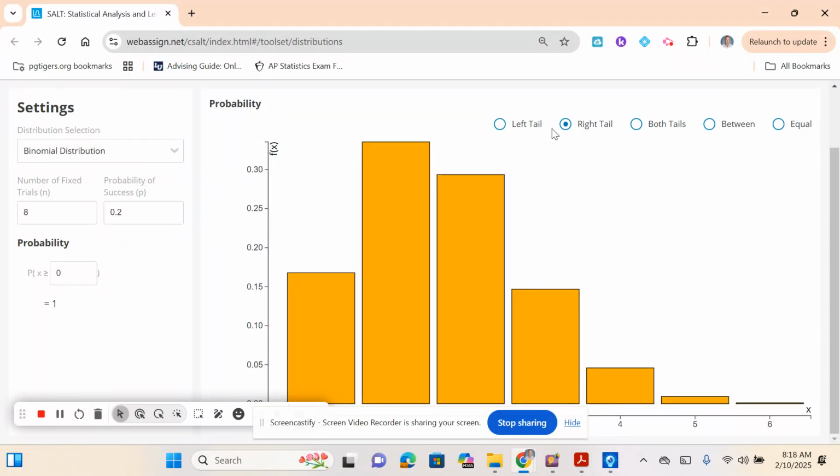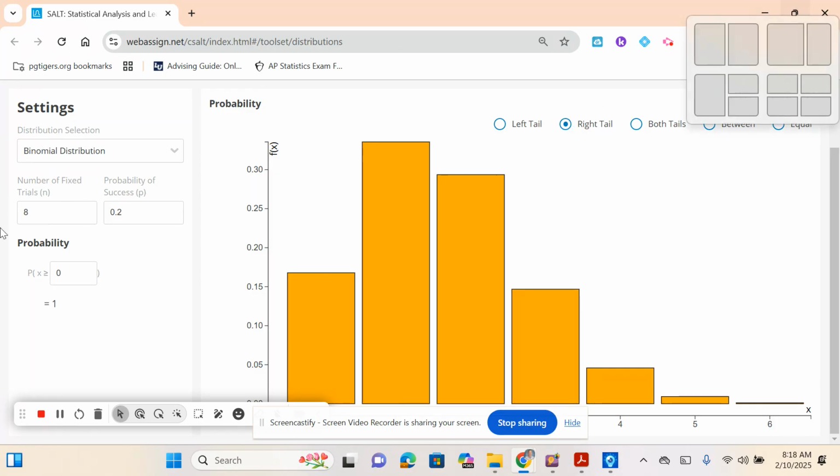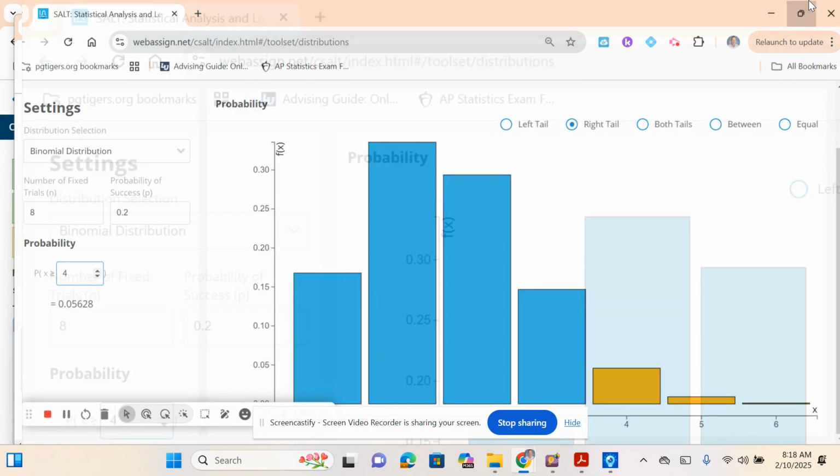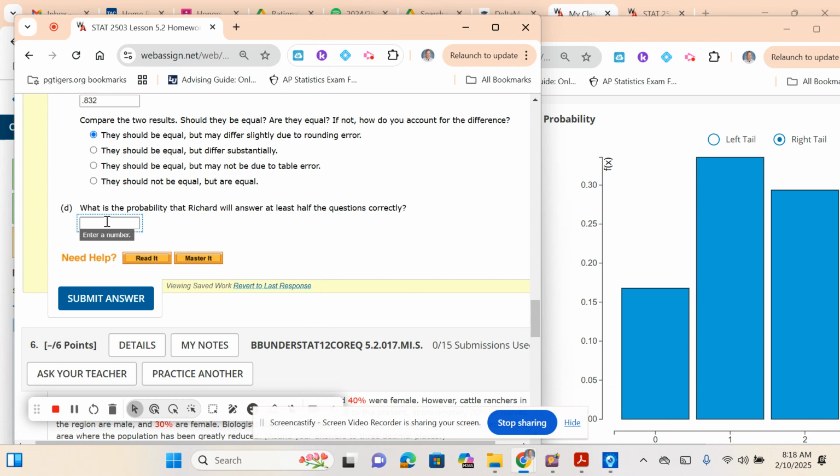So we're going to click on right tail. Okay. And at least half, my n is 8, my p is 0.2. At least half would be how many? 4 and above, right? It'd be 4 and above. So it'd be 0.563. At least half would be 0.563.